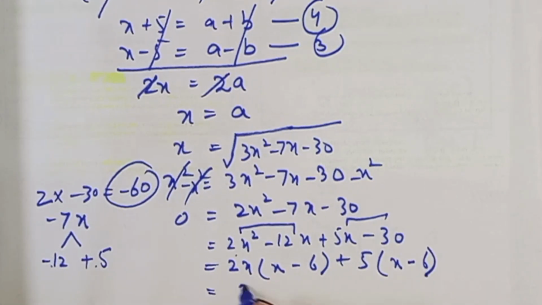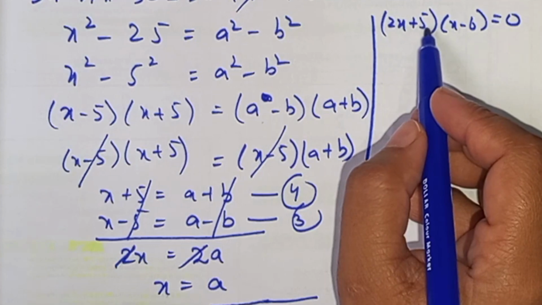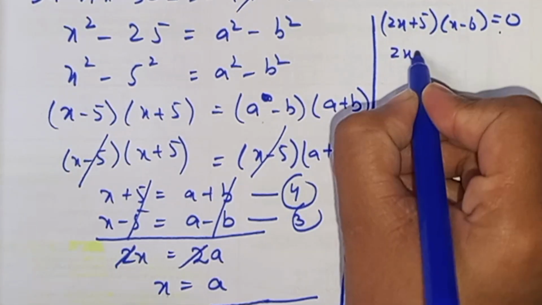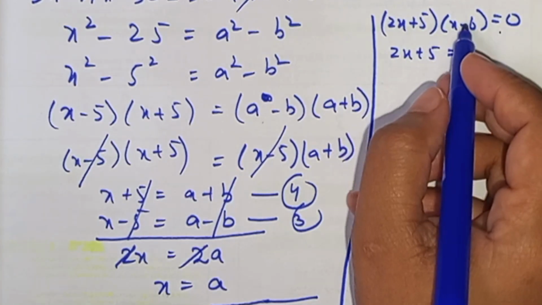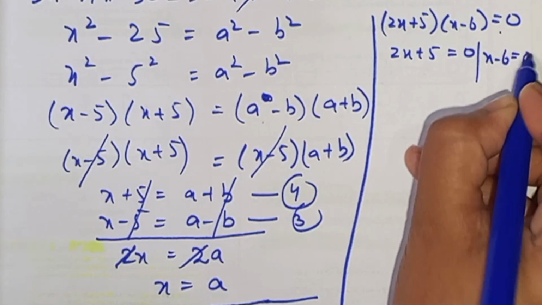Write this as (2x + 5) multiplied by (x - 6). This is equal to 0. We get (2x + 5)(x - 6) = 0. So this implies 2x + 5 = 0 and x - 6 = 0.